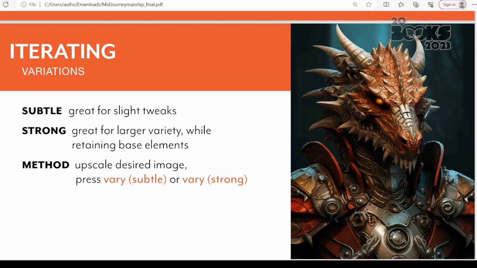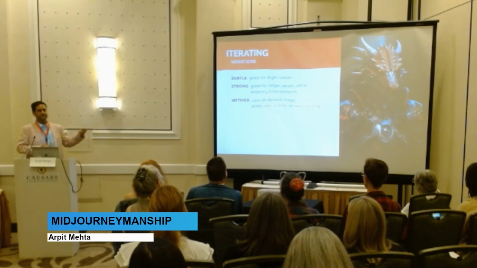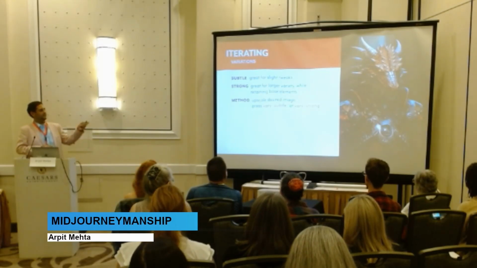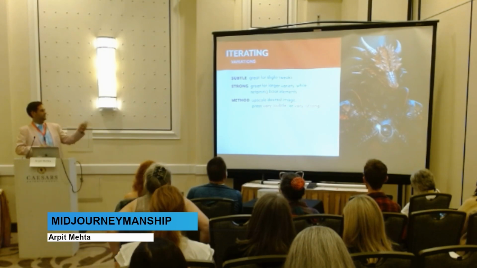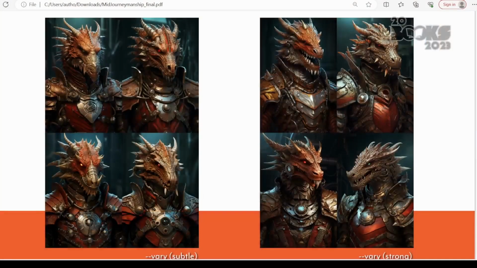And again, this is a beginner plus, so I'm assuming you know how to upscale an image that you like. Once you do that, there'll be options below it for very subtle or very strong. And again, with the same image, that's subtle. They're very on the nose with their labeling, which is great. So you can see they're all facing the same direction. The horn structure is fairly similar. Armor looks almost exactly the same.